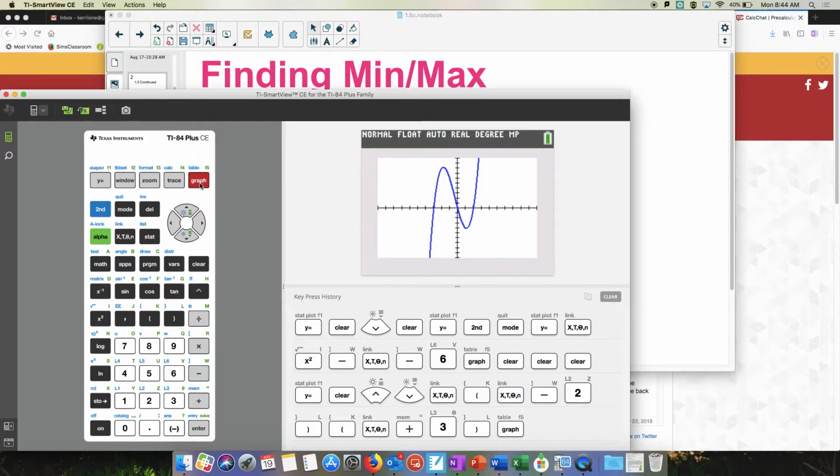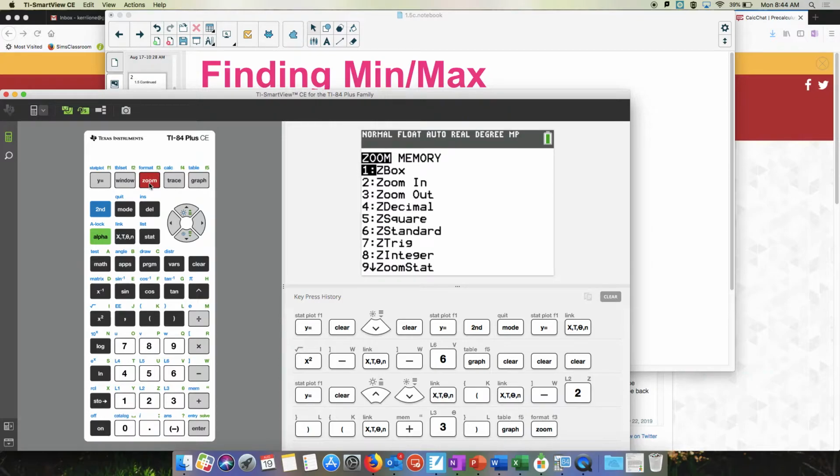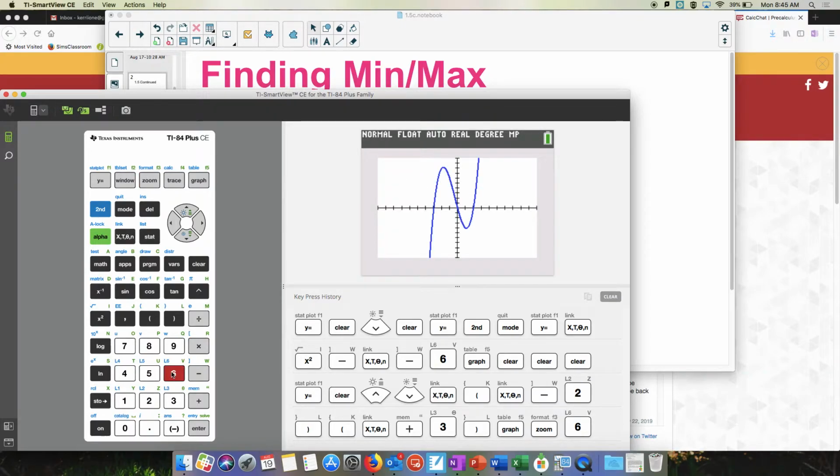If yours doesn't look like mine with that 10 by 10, hit zoom 6. If you ever have issues with it not looking like this, press the zoom button. You can zoom in, zoom out, zoom square, and so on, but zoom 6 is standard. That'll always get you back to the 10 by 10 grid. Okay? All right, does everyone have this on their calculator?